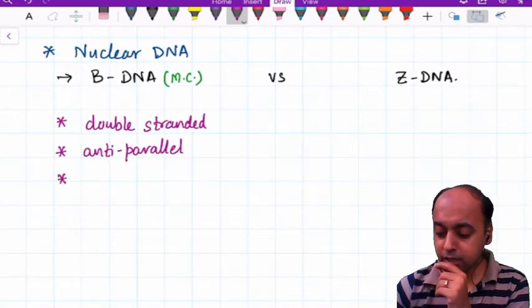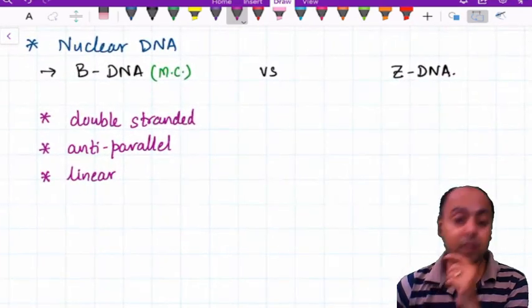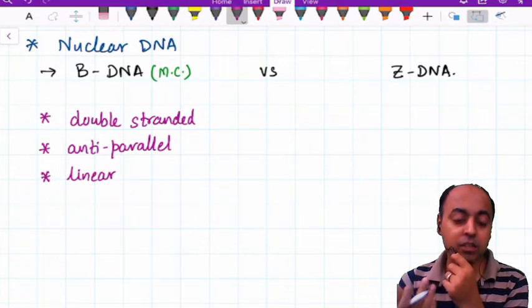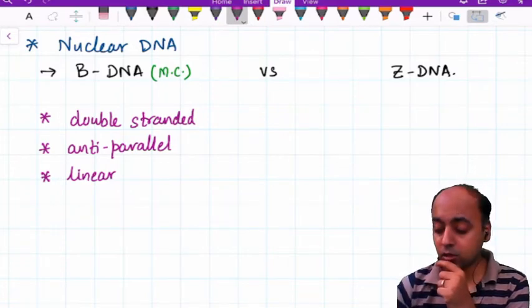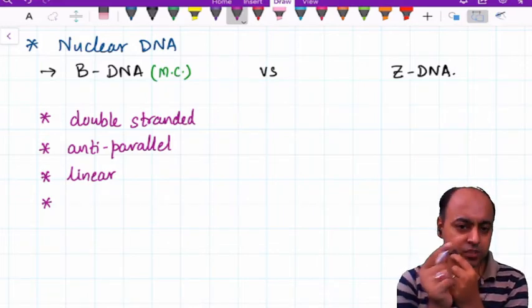The nuclear DNA is linear. It is important to mention the linear nature. Why? Because the mitochondrial DNA will be circular. See, the mitochondrial DNA is circular. Alright, and we said it is double stranded.